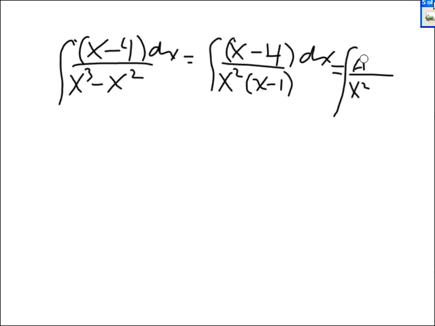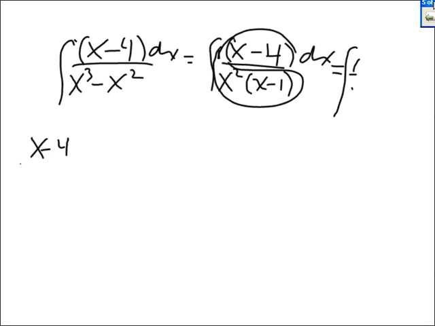Well, we need to talk about this a little bit. So I'm just concerned about the denominator. I'm concerned about the denominator: x minus 4 over x squared times x minus 1.